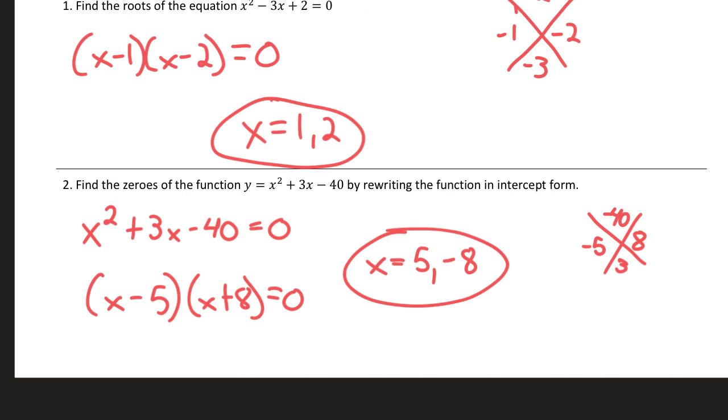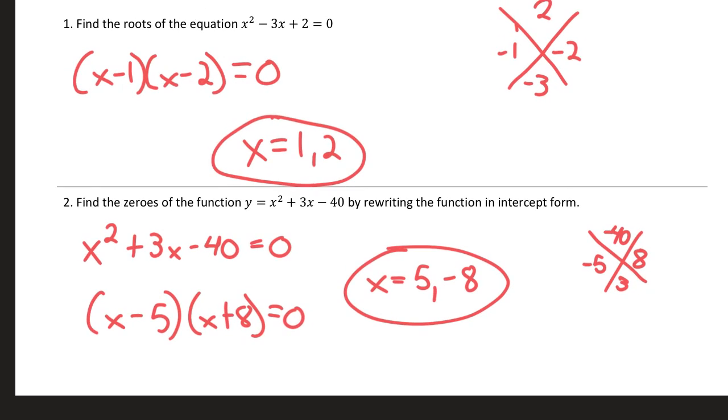Okay, so real quick, my solutions to the guided practice. The factoring: numbers that multiply to be 2 and add to be negative 3. I've got negative 1 and negative 2. So what values make those factors 0? Positive 1 and positive 2.